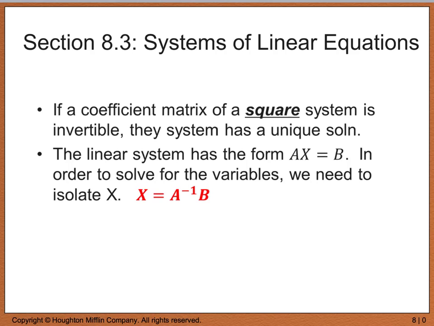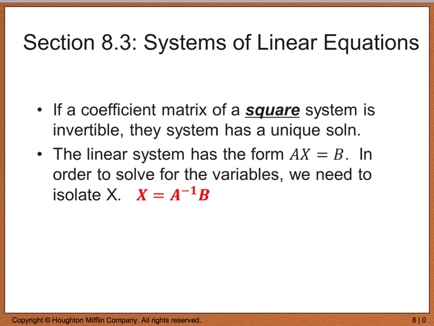Now, the linear system has the form AX equals B. In order to solve for the variable matrix, we need to isolate the x. So I want to get this x here. By doing that, I'm going to take the inverse of A and multiply it by matrix B. So let's go ahead and look at an example on how to do this.